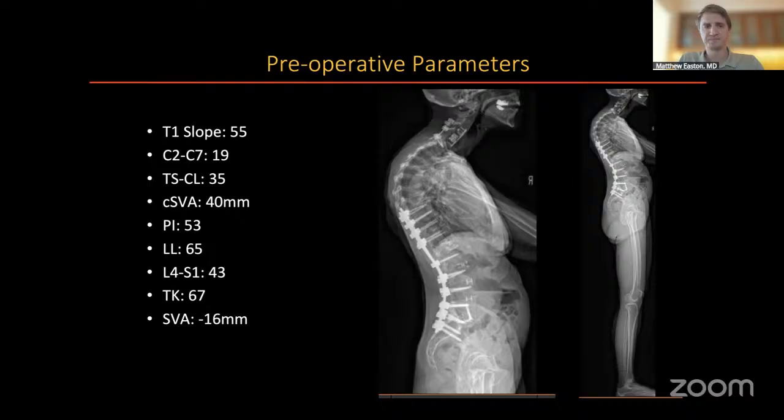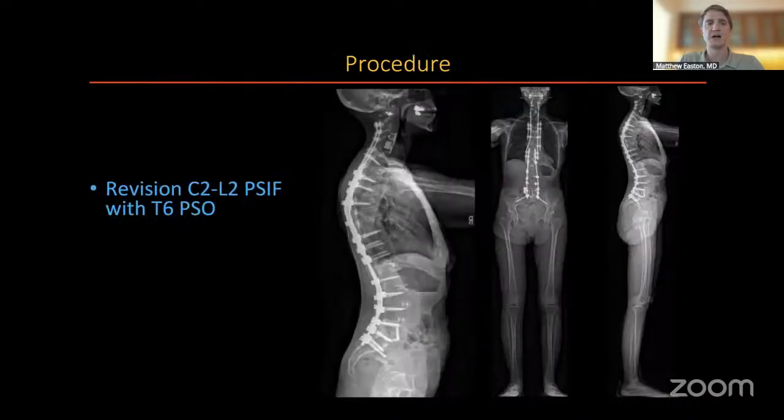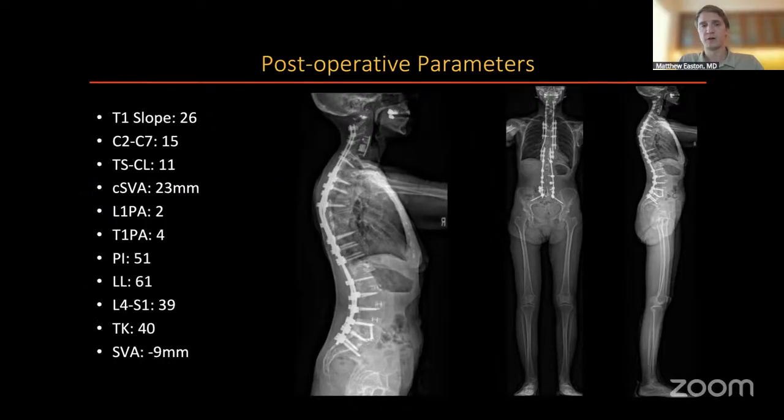Next slide. We ended up performing a revision C2 to L2 with a T6 PSO to correct her T1 slope and essentially connect her cervical fusion to her lumbar fusion. And these are just some standing X-rays. On the next slide, we have some radiographic measurements. Her T1 slope, we corrected almost 25 degrees. Her cervical lordosis remained about the same, 15. And then her mismatch is down to a 10. Her cervical SVA is at 23 millimeters. And then her lumbo-pelvic parameters did not change.